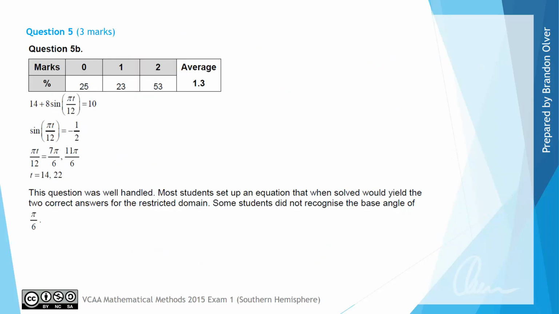From the examiner's report we can see that 53% of students got full marks for this question and that the question overall was well handled. So most students were able to set up an equation that when solved would yield the two correct answers for the restricted domain. Some students did not recognise the base angle of pi on 6. And my recommendation would be to use a unit circle to help identify which angle you're interested in to generate solutions from.